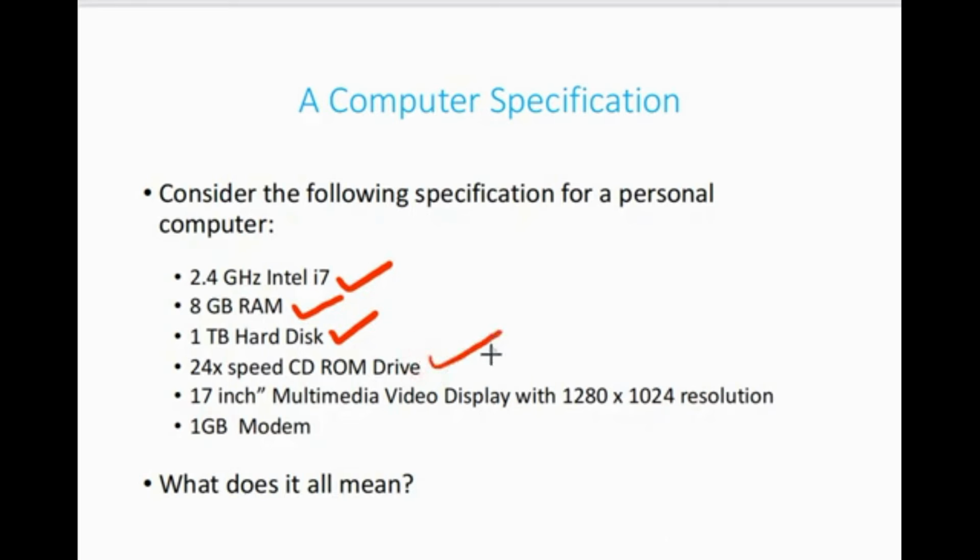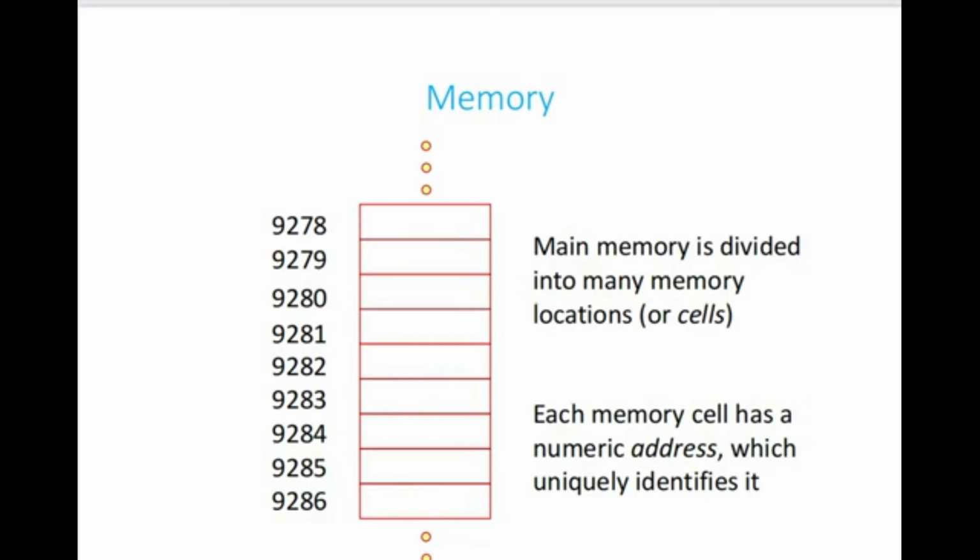So what does all this mean? Let's try to understand what all this means or represents. Basically memory is divided into memory locations or cells. Each memory location has a numeric address which uniquely identifies it. That is very, very important for us to understand.